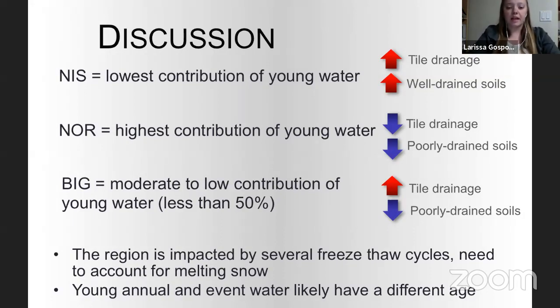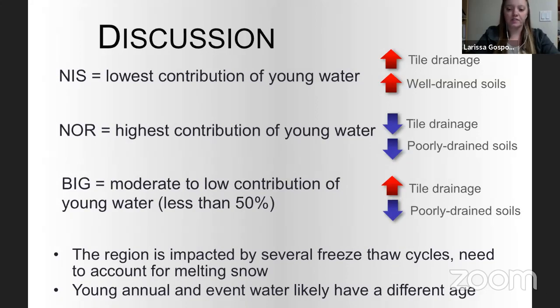So this indicates that in our studied catchments, tile drainage alone did not necessarily indicate the catchment will be dominated by young water, as we previously suspected. So when we look at this, soil type likely complicated the interaction between the water and the drains. And the region experiences freeze-thaw cycles in the fall and spring.